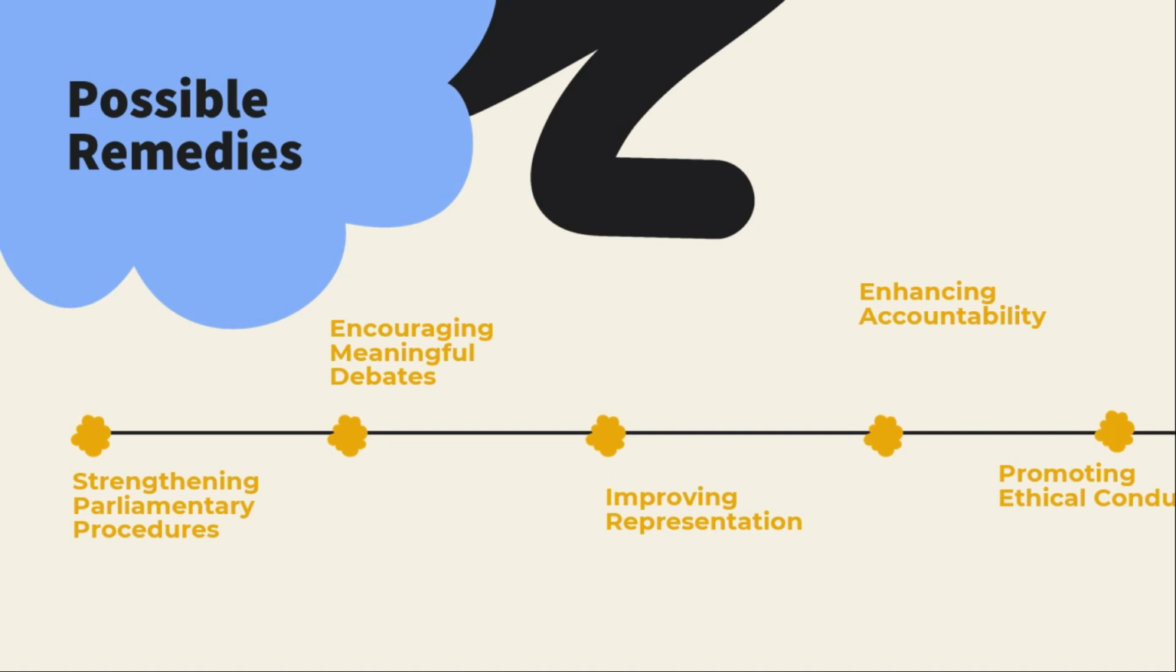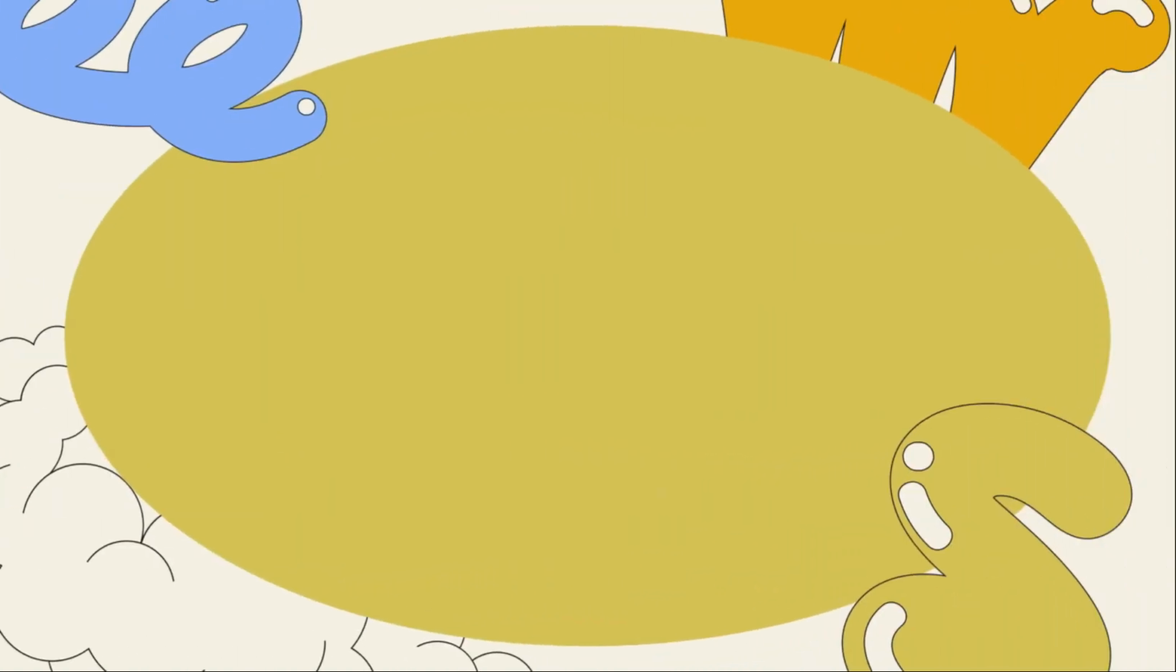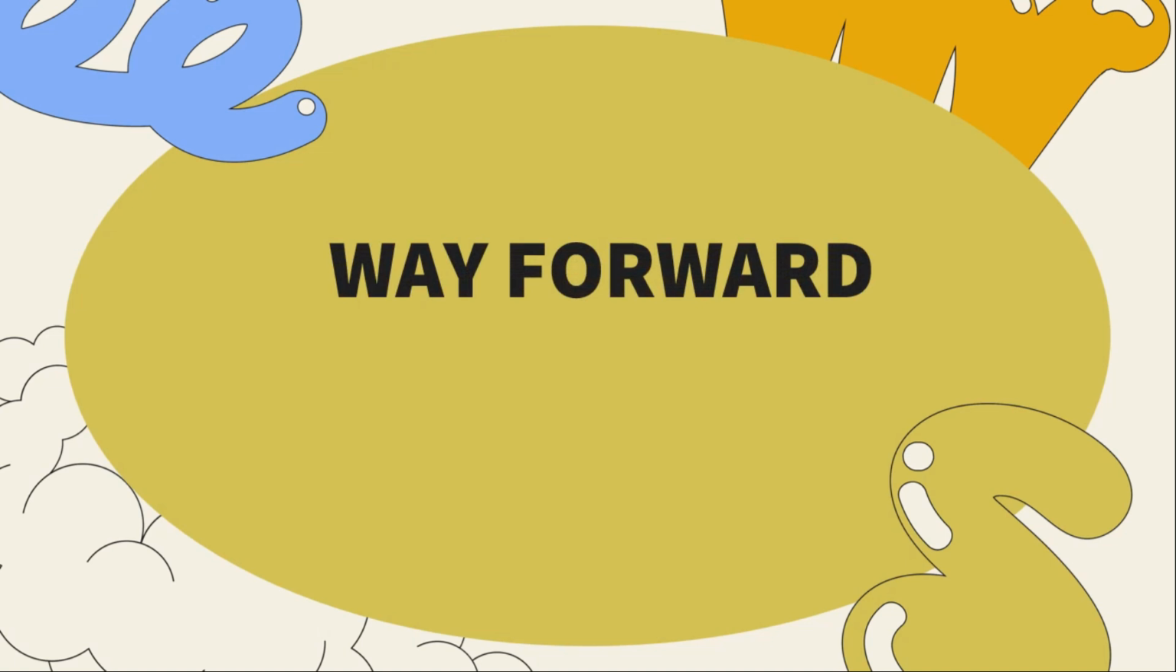This will definitely change the scenario. So finally, by addressing these issues through political will and institutional reform, India can regenerate its parliamentary system to reflect democratic ideals and better serve Indian citizens. These are the way forward for our Indian parliamentary scenario.